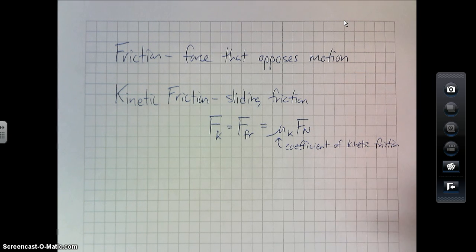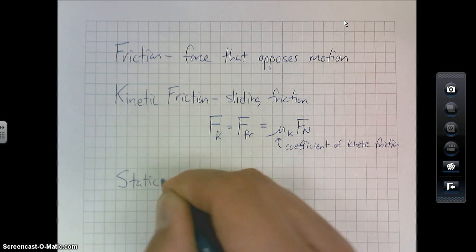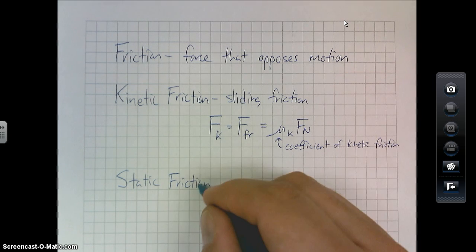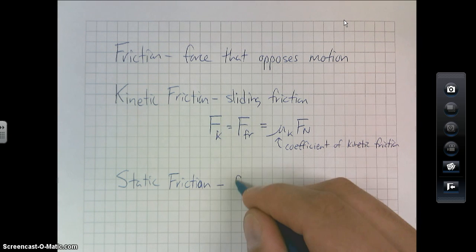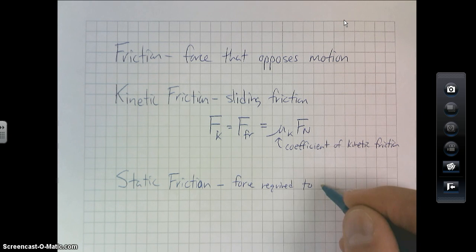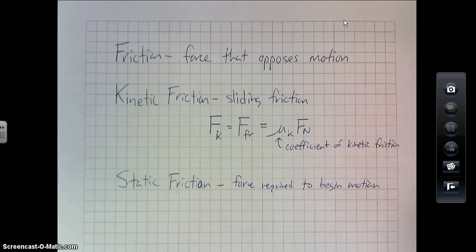But if you've ever tried to move something, you've probably noticed that it's a little bit harder to get it started than to keep it moving. So there's another type of friction called static friction. Now we talked about static forces being forces where things were all canceling out or balanced. Static friction can be described as the force required to break the original friction force. The force required to begin motion is what I'm going to use.